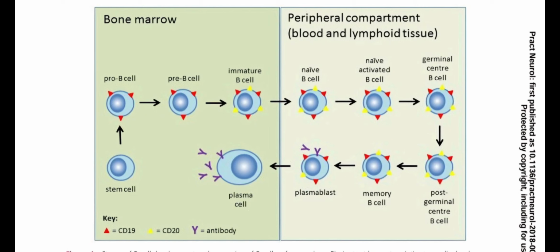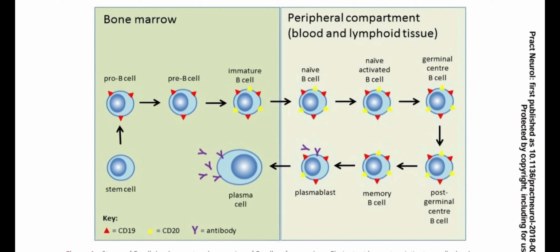As the cell matures into immature B cells, they begin to express surface immunoglobulin and acquire CD20 expression. These immature B cells then leave the bone marrow and enter the peripheral circulation as naive mature B cells. In the peripheral lymphoid tissue such as lymph nodes and spleen, naive B cells encounter antigens and become activated.